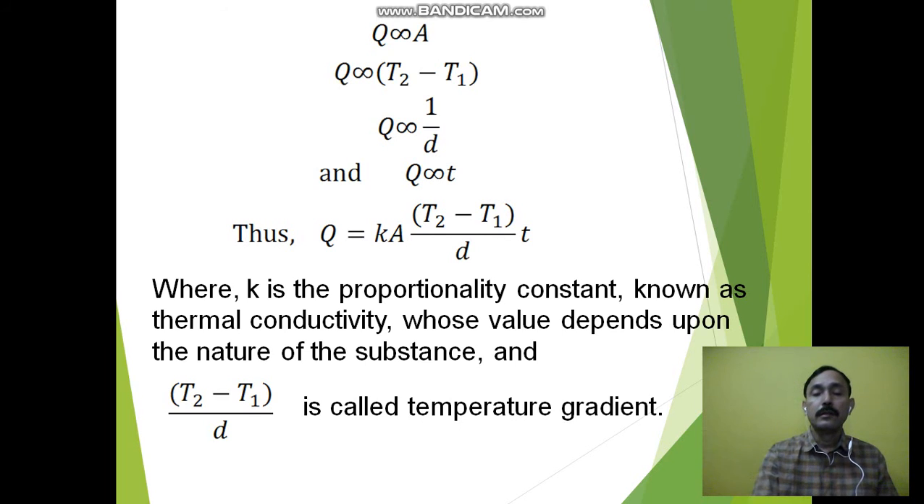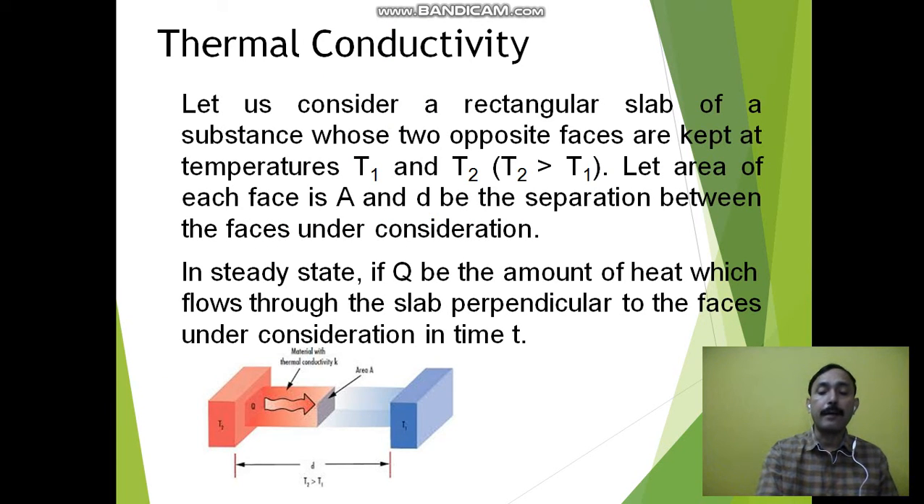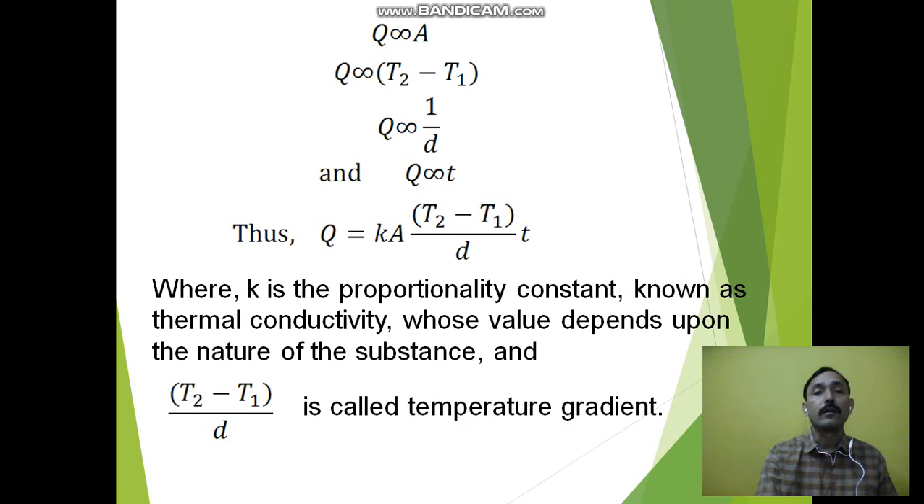So Q, the amount of heat transferred, is directly proportional to the cross-sectional area A, and also directly proportional to the temperature difference, that is T2 minus T1, and inversely proportional to the separation between the two faces, D. So Q is proportional to 1 by D. Also, the more the time, the more heat will be transferred, so Q is directly proportional to time.